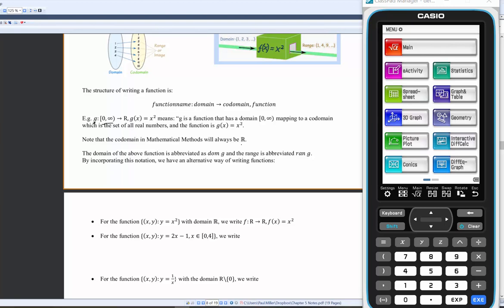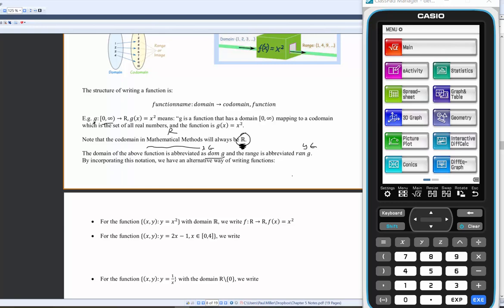All right, now I don't want to talk too much about the codomain because in maths methods, we always map the domain to a codomain which is the set of all real numbers. I'm trying to think of an instance where it might map to something else. I think in other functions it might map to the imaginary number system or something like that. But in mathematical methods anyway, we only deal with the real number system. So we can always put the codomain as R. The domain of the above function is abbreviated to dom g, or x is an element of, if we're stating it, and the range, we can say y is an element of.